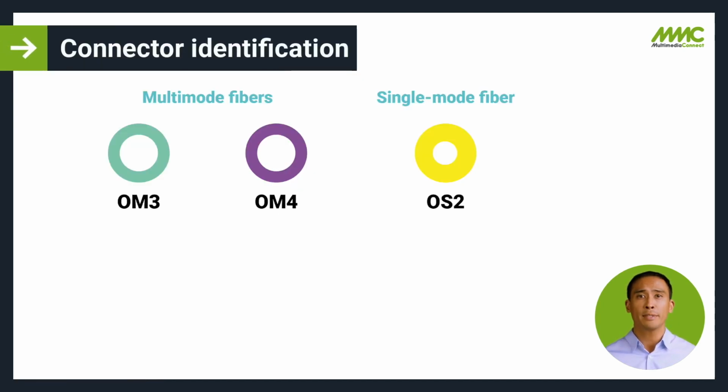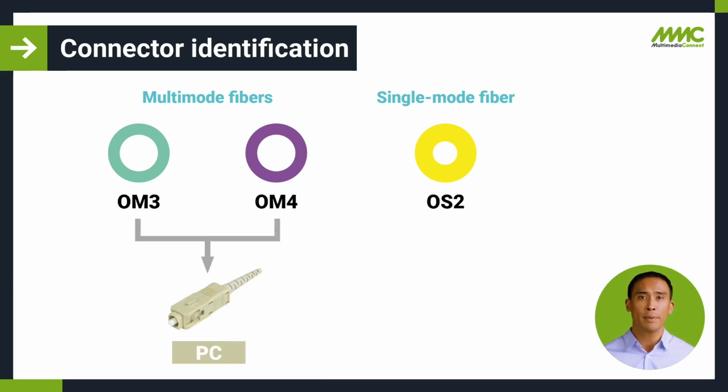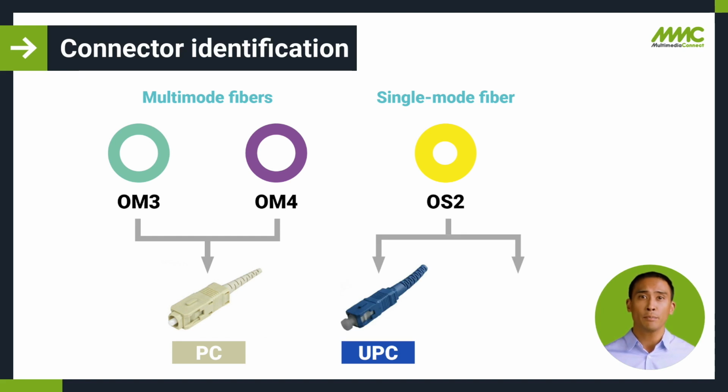As mentioned in the previous videos, there are two types of fibers, multimode and single mode. The OM3 and OM4 are multimode and OS2 is mainly single mode. The SC and LC can both connect to multimode and single mode fiber, but their color is standardized according to their use with multimode or single mode. With multimode, connectors are beige with a PC tight polish.